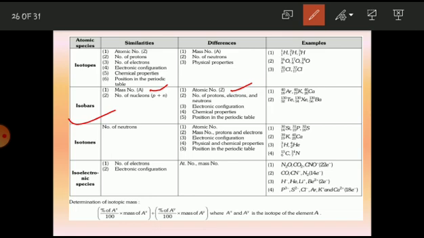For example, argon 18 40, potassium 19 40, and calcium 20 40. So you can see here in all these examples the atomic numbers are different. Argon's atomic number is 18, potassium's atomic number is 19, calcium's atomic number is 20. But if you see the mass number, argon, potassium, calcium, the mass number remains the same, that is 40. So such type of species are called isobars, whose atomic number is different but mass number is same.